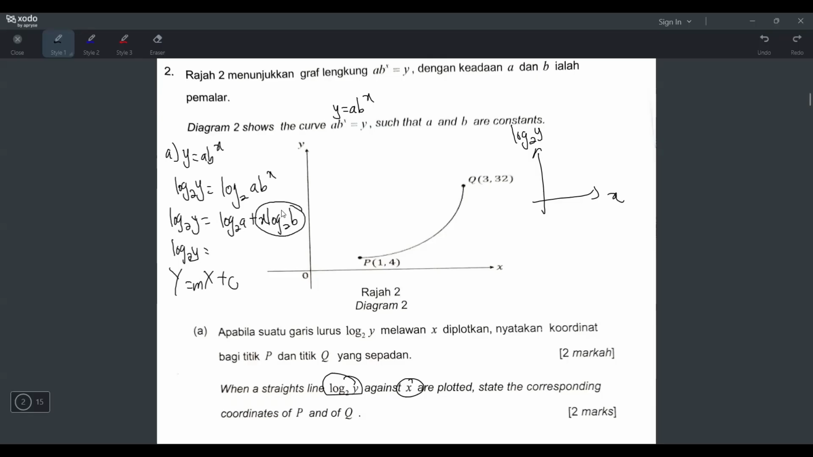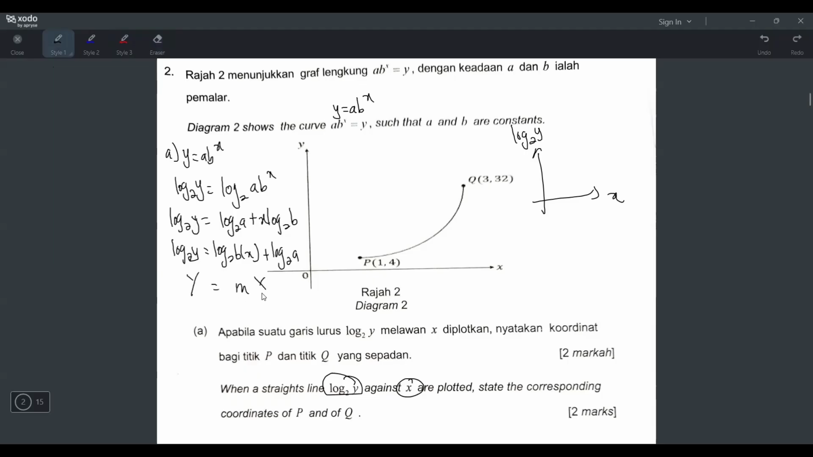So I will write this first. But I will not write x times log b. I will write log b times x, because it's the same thing, right? But I need to write like this. And then plus log base 2 of a. Okay? Because I want it to arrange into mx plus c. So now you can see that your equation is already in linear form.